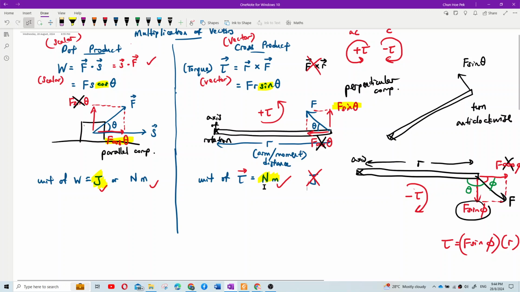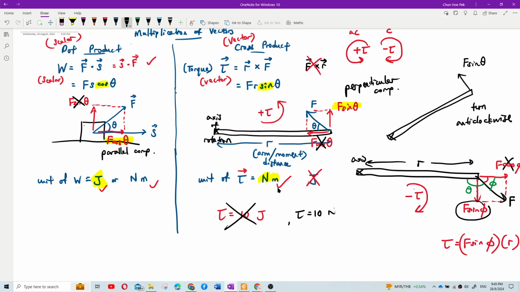You can write the unit as Newton meter, but don't you say torque equal to joule? Let's say you calculate the value and got 10 joule. Wrong. You can write torque as 10 Newton meter, and that's the only unit it can have. Torque, you must write in Newton meter. You cannot write it as 10 joule, because people will misunderstand it.